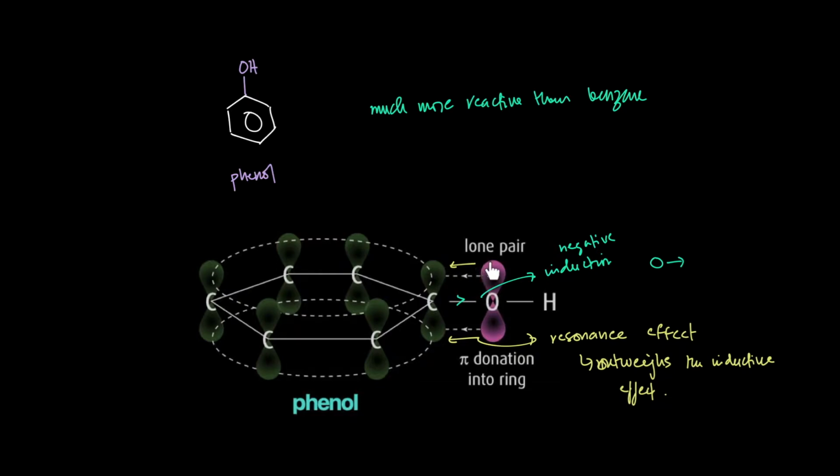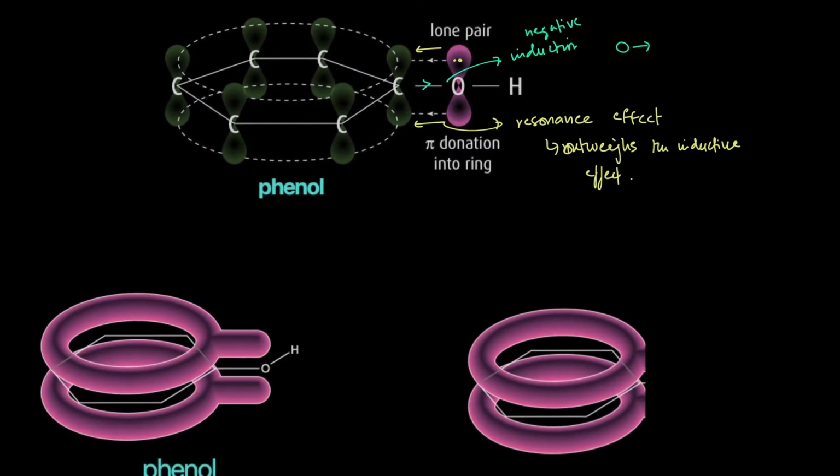Because of this delocalization of the lone pair of electrons from the p orbital of the oxygen atom into the ring, as a net effect the ring has much greater electron density, making the ring far more reactive towards electrophiles. All right, so what happens in phenol is this.